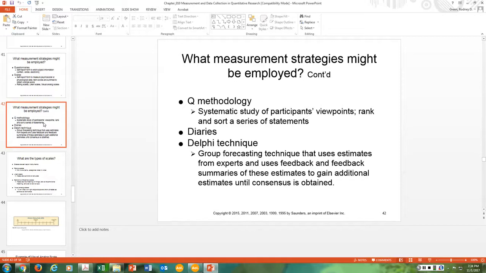This is a group forecasting technique that uses estimates from experts and uses feedback and feedback summaries of these estimates to gain additional estimates until consensus is obtained. So there are several rounds of getting feedback, and then another round of getting feedback, until consensus is reached on a particular topic. I know that the Delphi technique was used when NANDA, the North American Nursing Diagnosis Association, was beginning its work with nursing diagnoses and trying to come to consensus on what defining characteristics needed to be present for a particular nursing diagnosis to be included in the NANDA taxonomy.